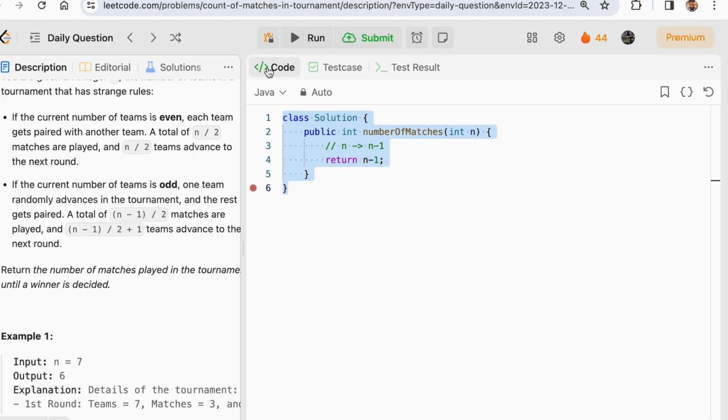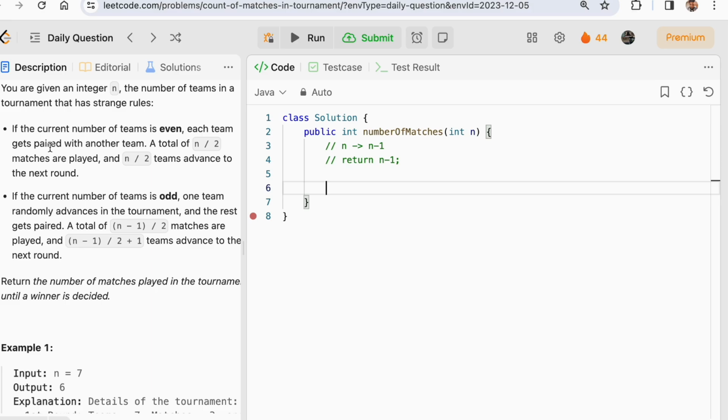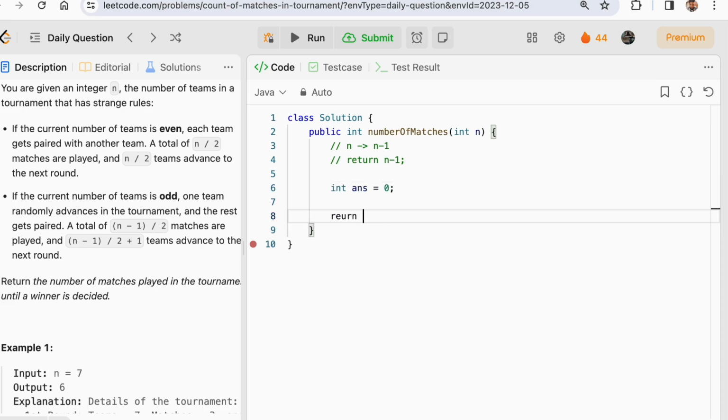Okay, now let's write the code for the steps we have mentioned in the problem statement as well. If there is an even number of teams, we are going to have n by 2 matches. If we have an odd number of teams, there will be (n minus 1) by 2 matches, plus one team will participate in the further step. So let's take a variable answer to capture our answer. In the end, we are going to return that.